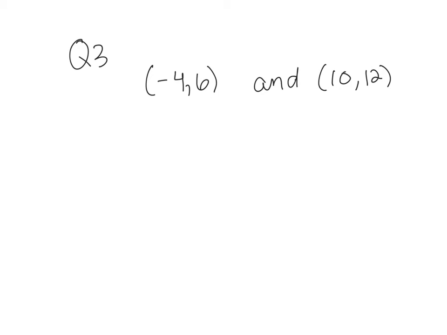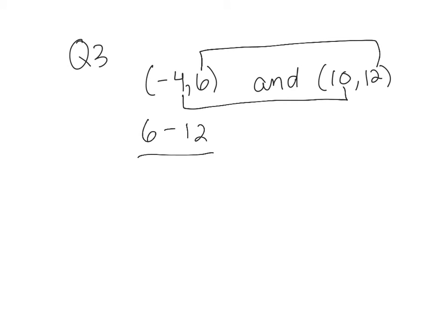Alright, question 3 we're going to answer in the same way. So we're going to subtract the y's, 6 minus 12, over subtracting the x's, -4 minus 10. 6 minus 12 is -6. -4 minus 10 is the same thing as plus a -10. We can always add the opposite when we're subtracting. That tells me -4 plus -10 is -14.